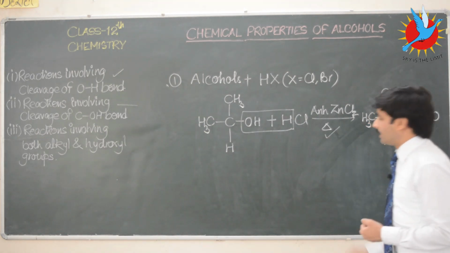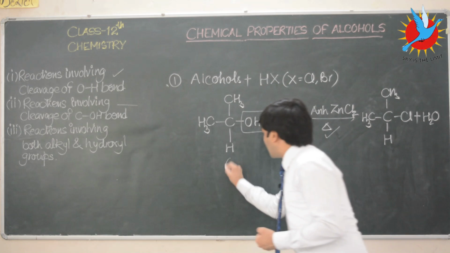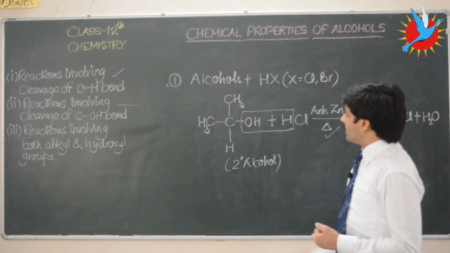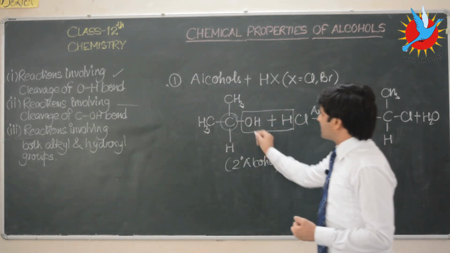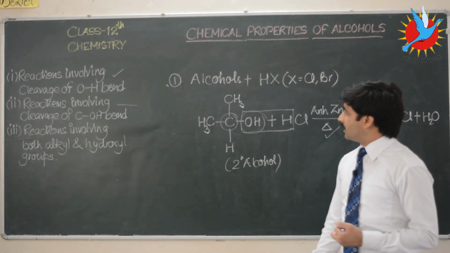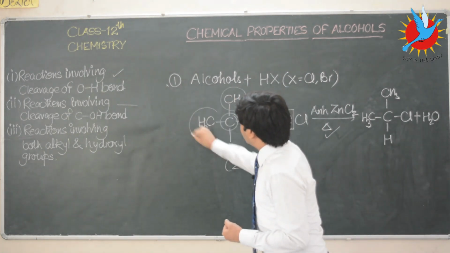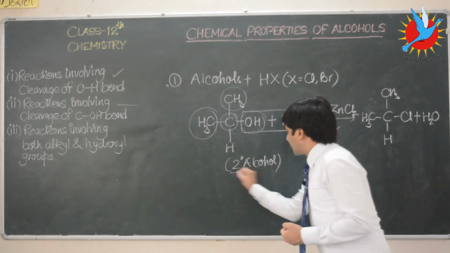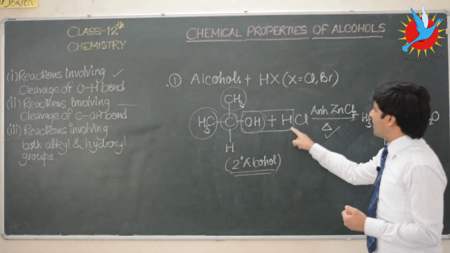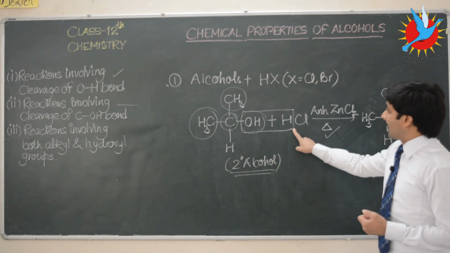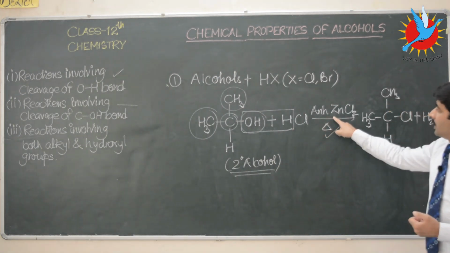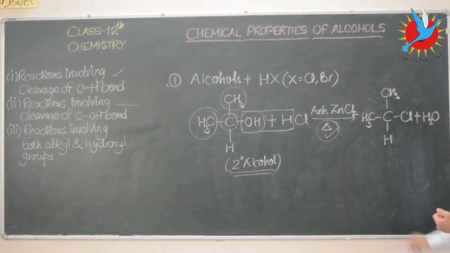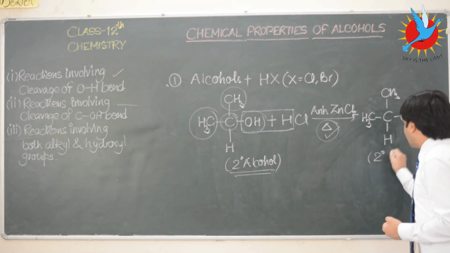So again we need heat. This is an example of secondary alcohol. Why is this a type of secondary alcohol? Because the carbon atom which is attached with functional group OH is attached with two other carbon atoms directly. So that's why this is secondary alcohol. Secondary alcohol upon reaction with HCl, hydrogen halide, in the presence of anhydrous ZnCl2, we need heat, then it will form secondary alkyl halide.